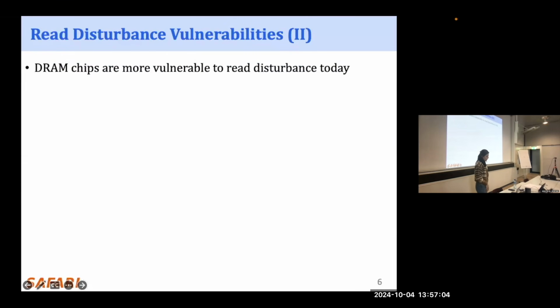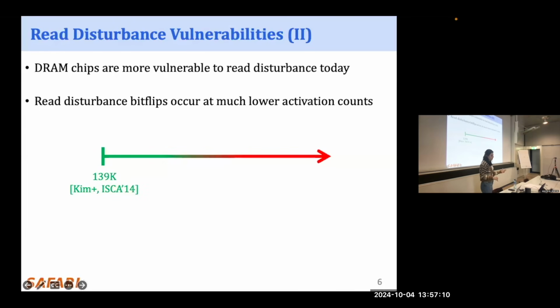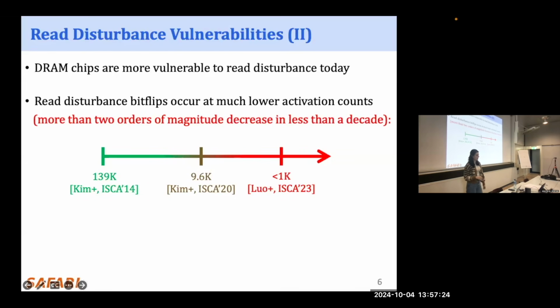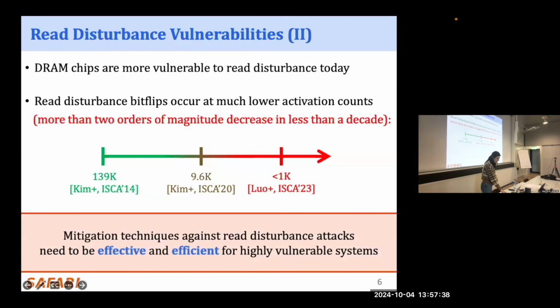And again, as you all know, DRAM chips are getting more and more vulnerable to read disturbance today. Read disturbance bit flips occur at much lower activation counts. This is the first work that looked into read disturbance errors, and it reported this high RowHammer threshold. And these two more recent works from 2020 and 2023 reported much lower activation counts resulting in read disturbance bit flips. So the RowHammer threshold has reduced more than 2 orders of magnitude in less than a decade. And this is exactly why mitigation techniques against read disturbance attacks need to be effective and efficient for highly vulnerable DRAM-based systems.